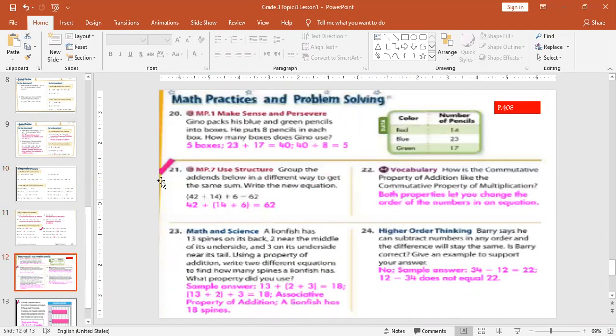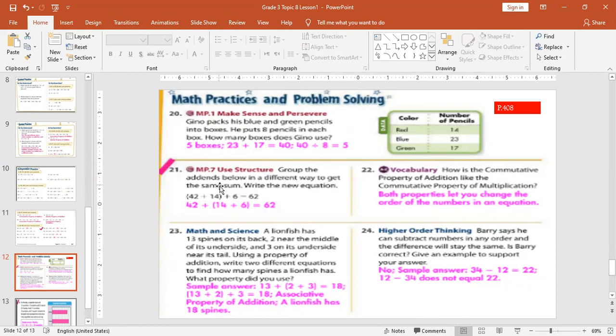The number 20 here, Gino packs his blue and green pencils into boxes. He puts 8 pencils in each box. How many boxes does Gino use? So he gave me that he uses 5 boxes. How did I know? Here he uses his blue and green. So number of pencils in blue is 23. Number of pencils in green is 17. So it will be 40. 40 divided by 8 pencils in each box, so it is 40 divided by 8 is 5.